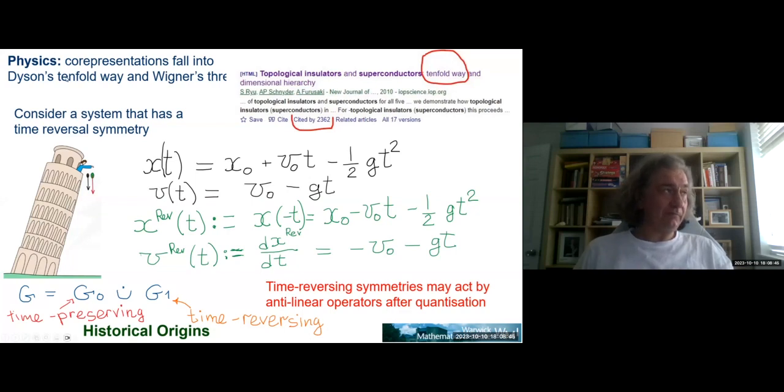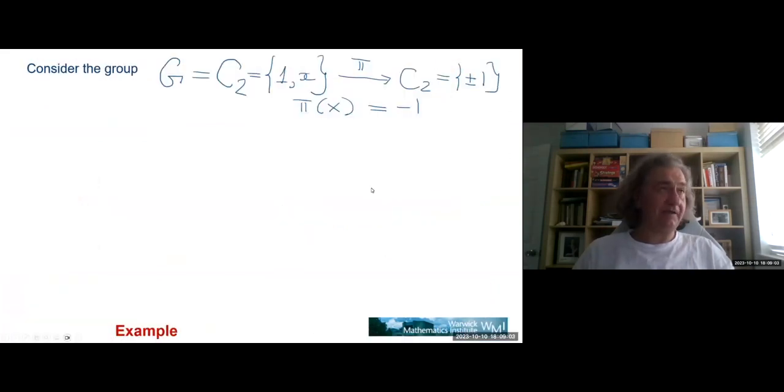And this is where Dyson worked out his tenfold way. Any questions at this point? No? Good. Okay, let's consider the baby example, the simplest group there is around. Take a group of two elements, which maps identically to itself. So there is only one element to represent, x.